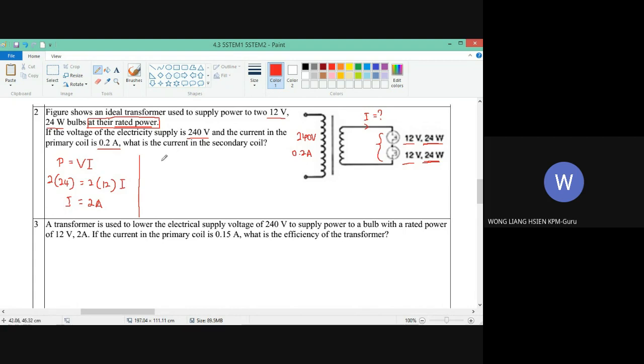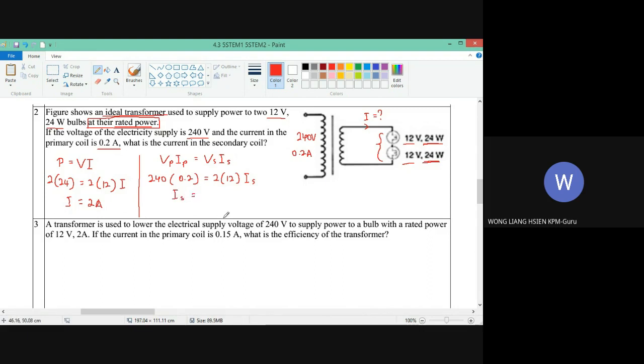Another way is because the power in the secondary and power in the primary is the same, because this is an ideal transformer. If you have an ideal transformer, then only we can calculate like this. So the voltage primary times current primary equals voltage secondary times current in the secondary. Voltage in primary is 240, current in primary is 0.2. Voltage in secondary is 2 times 4 volt. Current in secondary is how much?